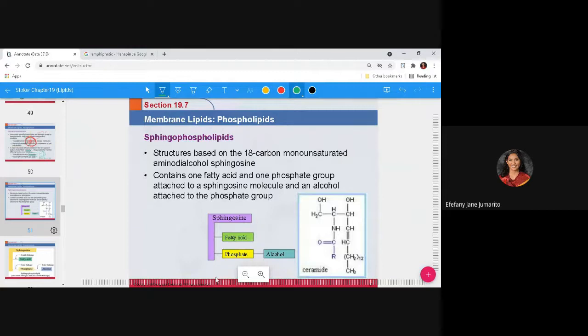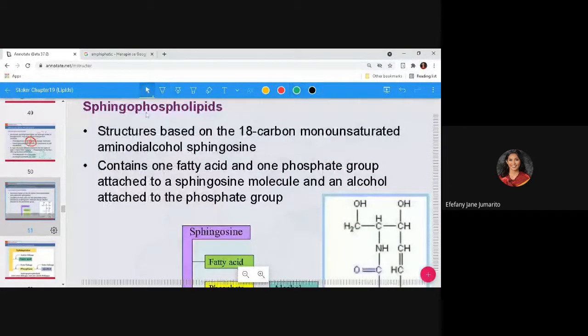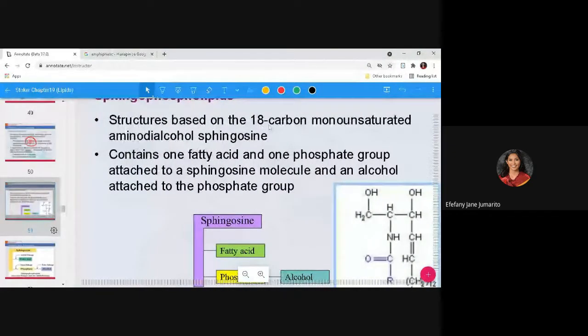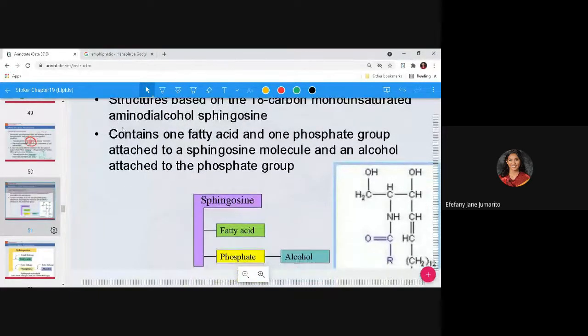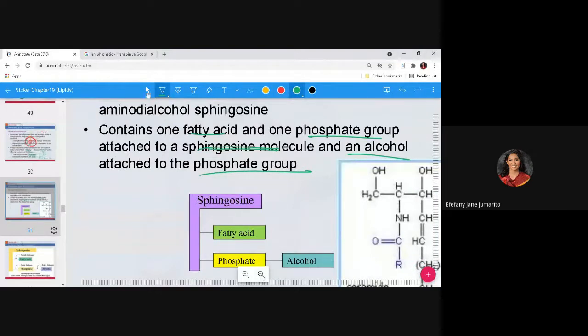So we have your sphingophospholipids, based on the 18 carbon monounsaturated amino dialcohol sphingosine. It contains a fatty acid and one phosphate group attached to a sphingosine molecule, and an alcohol attached to the phosphate group. This is your sphingosine, this sphingophospholipid.